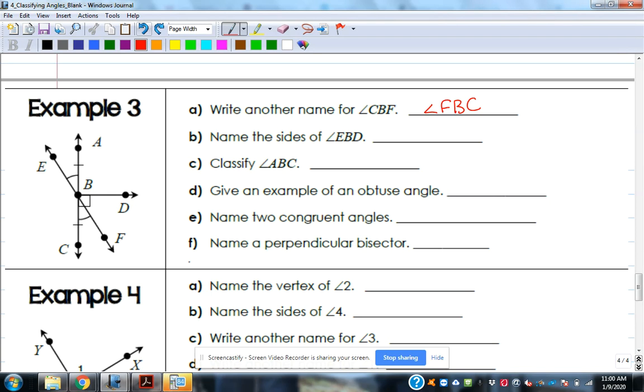All right. Name the sides of angle EBD. EBD. Say it again. Logan, say it again. BE and BD. What BE and what BD? No. Ray. There you go.